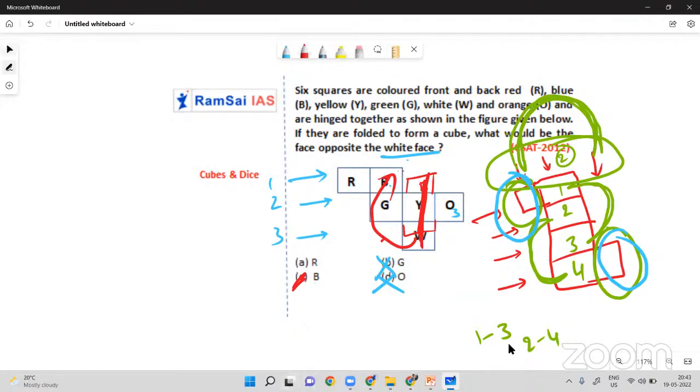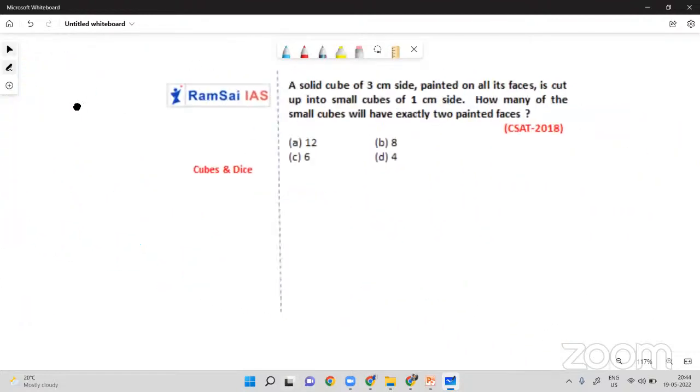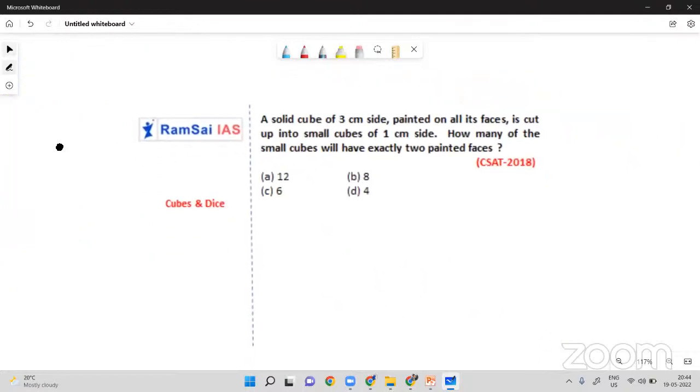So it's very difficult, and you need to use your imagination power in a great way for open dice. Okay, chalo, take 1 minute and try to solve this problem.